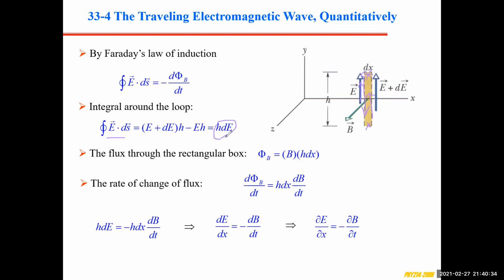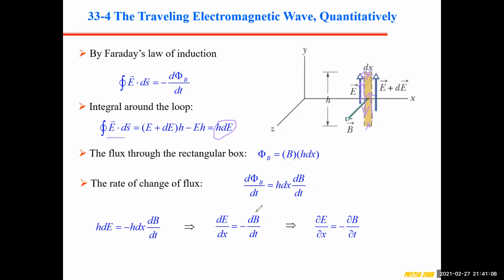Okay, that's the incremental change of the electric field. And then for the magnetic flux, we know that it is the magnetic field times the area. So what is the area? The area of this box is h times dx. So you can just set them equal to each other with the minus sign. On the left hand side, it is h dE. On the right hand side is the time rate of change of magnetic flux, which is h dx times dB/dt.